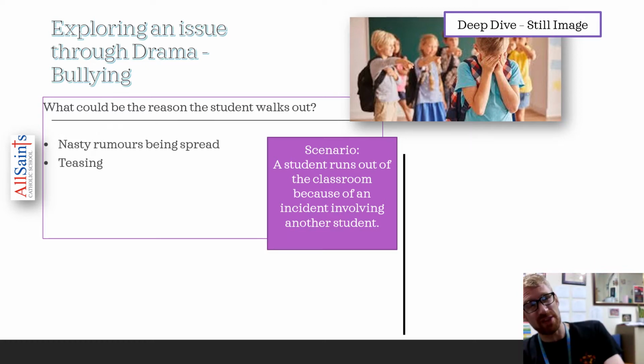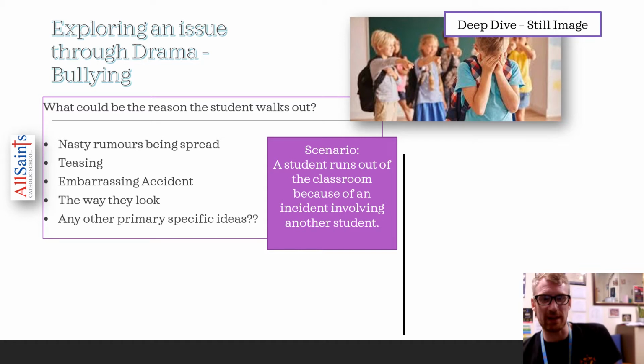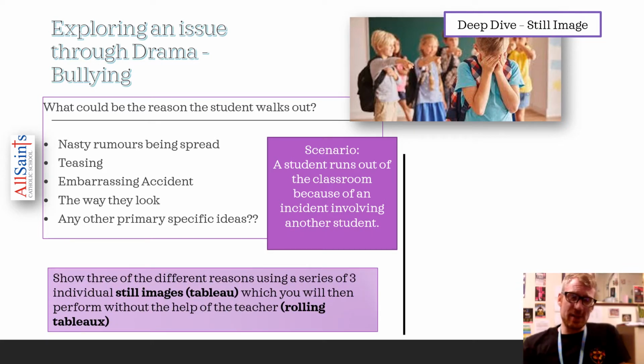But we'd be looking maybe for things like, there could be nasty rumours being spread, teasing, maybe an embarrassing accident, they've spilt something over themselves, or could be the way they look. And there may be things that are really specific to primary, I don't know, taking someone's lunchbox that has the same design or something. There might be something why somebody gets angry. And so you might ask the students then to show 3 different reasons using 3 different individual still images.